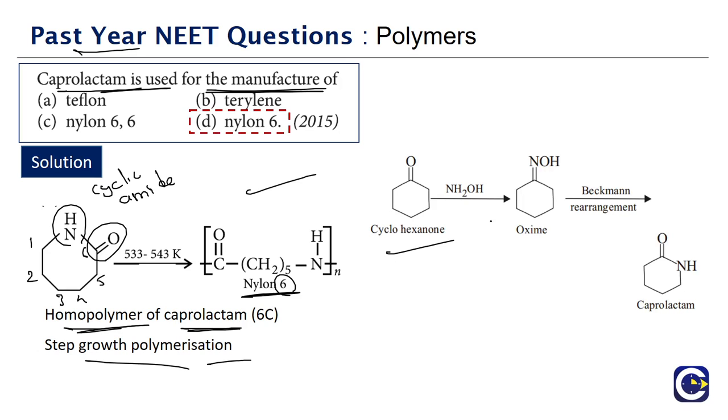From cyclohexanone, when we treat this with NH2OH, it will form an oxime. Oximes undergo Beckmann rearrangement. This is something that we'll study in the nitrogen compounds chapter also. They undergo Beckmann rearrangement to produce amides. So the amide that is formed is a cyclic amide here, that is caprolactam.